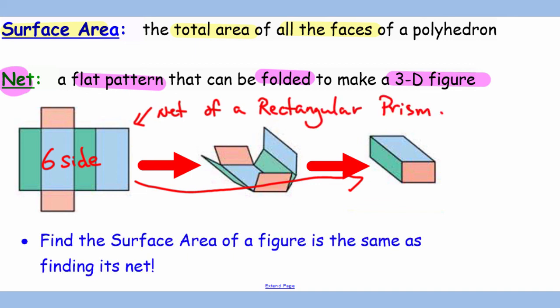To find the surface area of a figure is basically finding its net. That means in order to find the surface area of a shape, you need to know how to unfold the shape into a net.